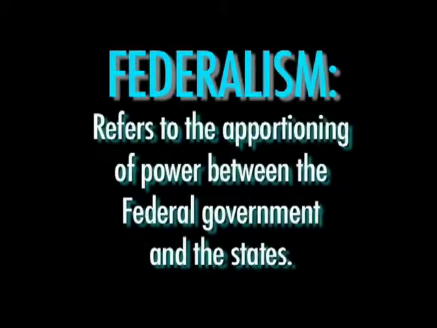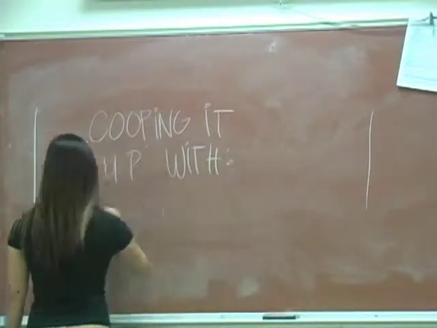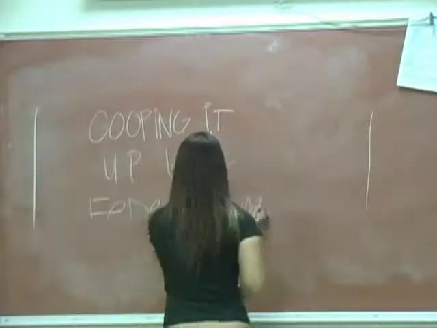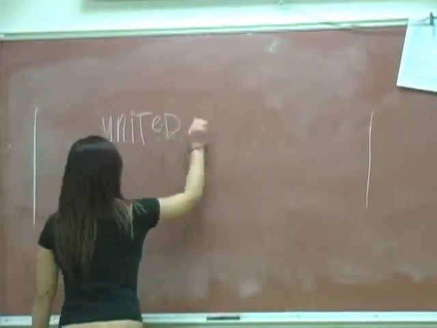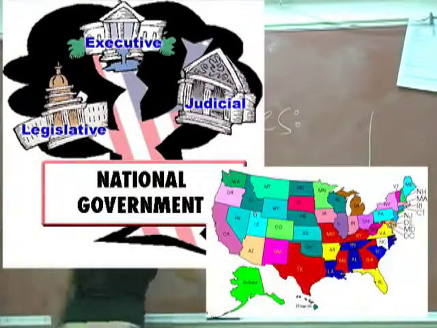Had trouble understanding government? Well, here's a little thing about federalism. Federalism refers to the apportioning of power between the federal government and the states. So here's scooping it up with federalism. The United States is not a centralized government, meaning the power is divided between the national government and the state government.